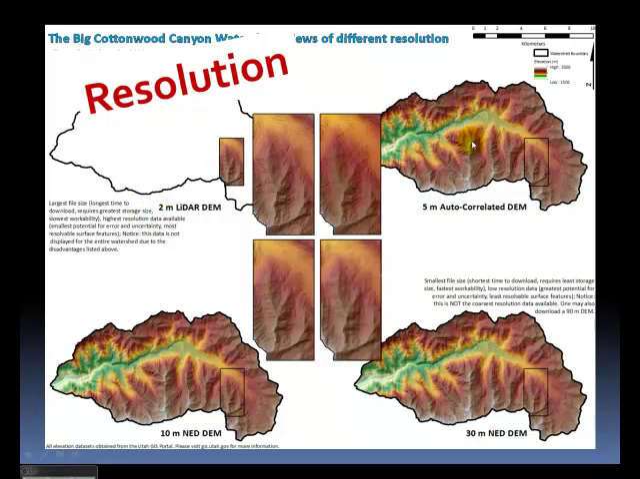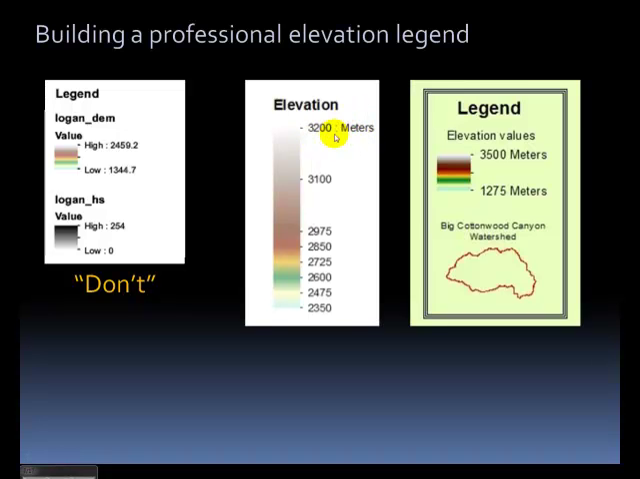You can see at the watershed scale it really doesn't make that big of a difference, but when you zoom in and look at a larger scale, you can see that the 30-meter really starts to pixelate and you lose a lot of definition. The most critical thing when you're building an elevation legend is that you must include units.